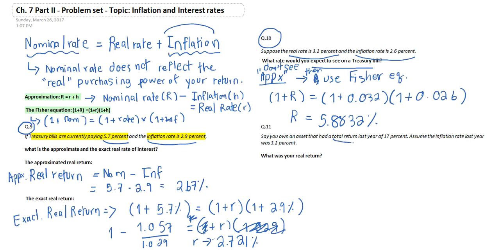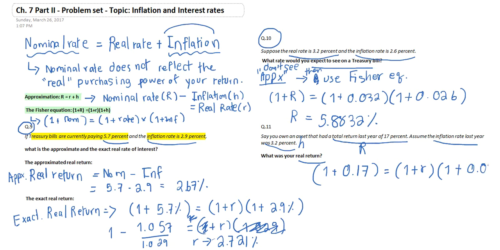Okay, last one. You have an asset that has a total return of this percent, and inflation last year is this percent. What would be your real return, which eliminates inflation and just reflects the real purchasing power? To find this, again plug the information into the Fisher equation. Big R here is the total return that you earn, and this is inflation, which is H. So 1 plus big R, which is 1.17, equals 1 plus small r, which you need to find, times 1 plus H, which is inflation, 1.032. You solve for r and you get 13.7372%.